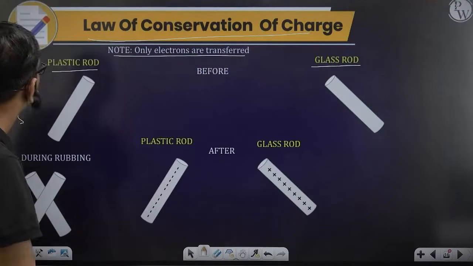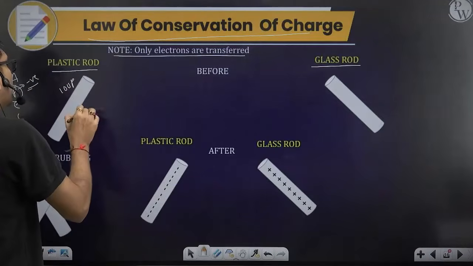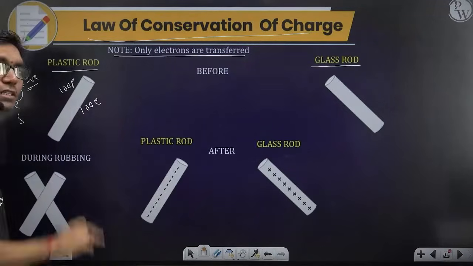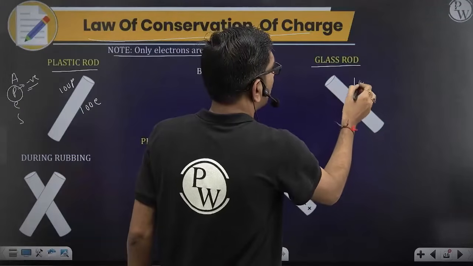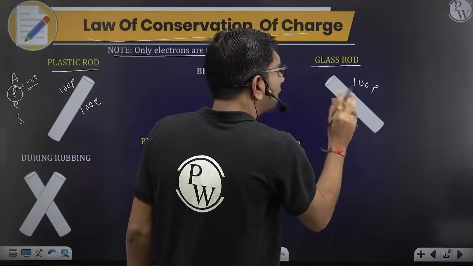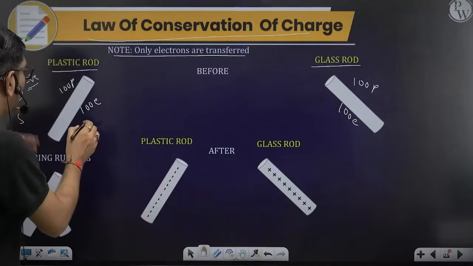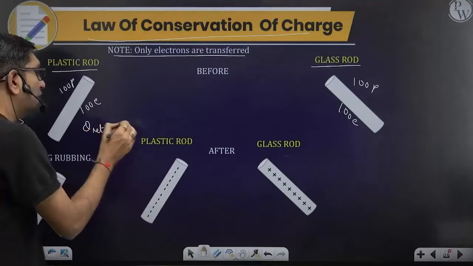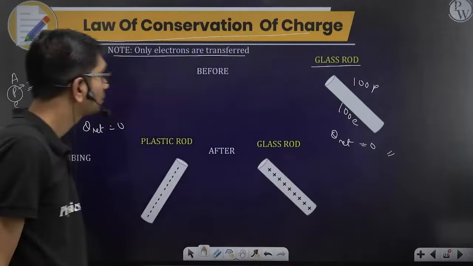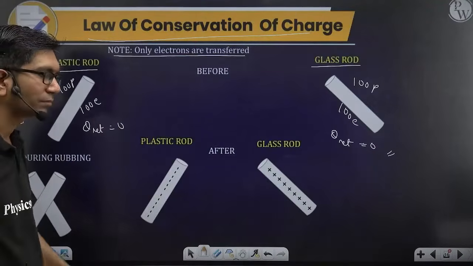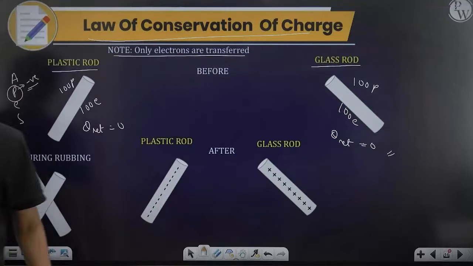Initially, let us assume that 100 protons and 100 electrons are present inside this one. In the glass rod also, let us assume 100 protons and 100 electrons. It is also neutral. Initially, what is the net charge? Of course, neutral, sir. Here also, net charge, of course, neutral only. Am I right? Correct. This is before rubbing. Now, after rubbing.